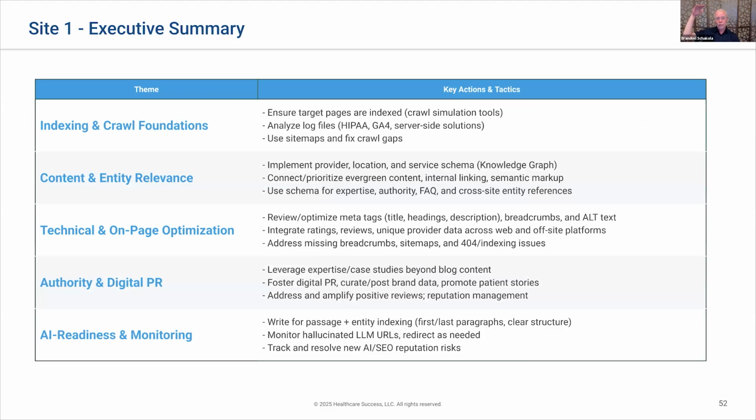So kind of moving from the base level all the way through, you're going to work on your indexing and crawl foundations. You're really going to look at your content, your entity relevance, making sure you don't have any gaps in those. Your technical and on page, look at how you're structuring content. Is it clear with clear headings, subheadings, sections, call outs, quotes, all of those pieces? Try to make it as snackable, or as some people say, as chunkable, to get included in the passage indexing. Leverage your expertise, your case studies, go beyond blog content for crying out loud.